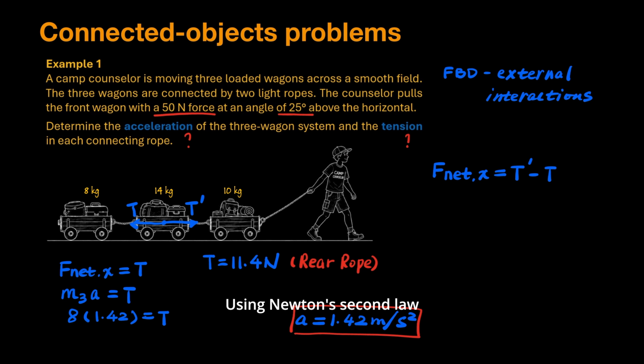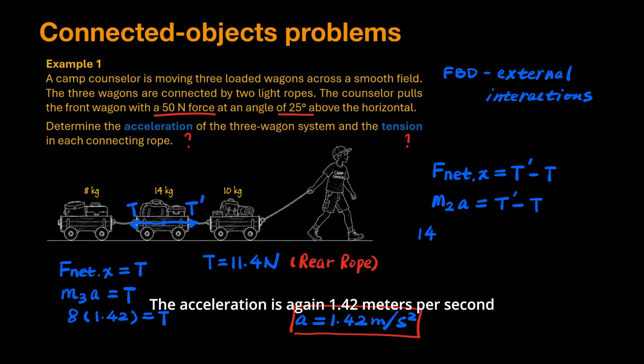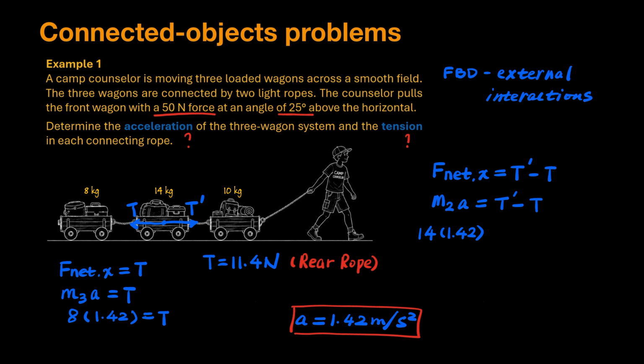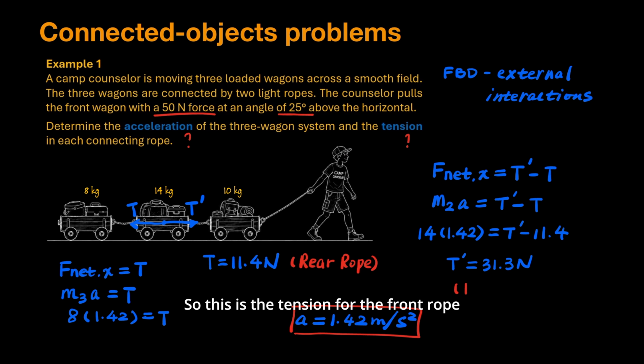Using Newton's second law, F net in the x direction equals the mass of the second wagon, m2, multiplied by its acceleration a. And this equals T prime minus T. The mass of the middle wagon is 14 kilograms. The acceleration is again 1.42 meters per second squared. T prime is what we are looking for, minus, we already know T is 11.4 newtons. So this gives us T prime equals 31.3 newtons. So this is the tension for the front rope.